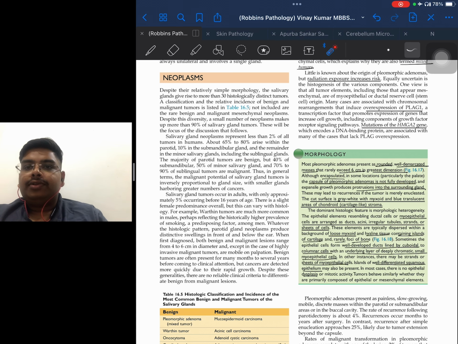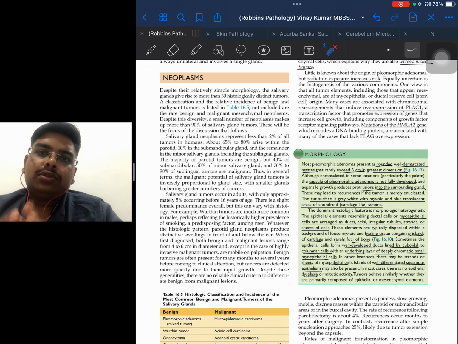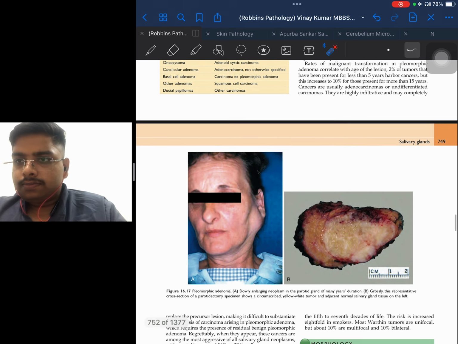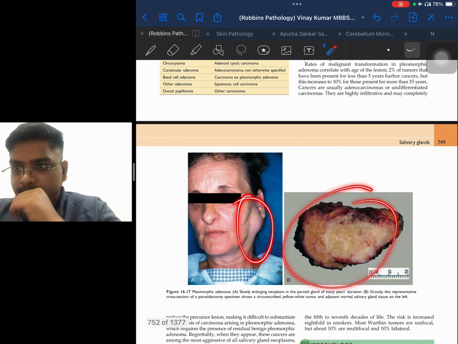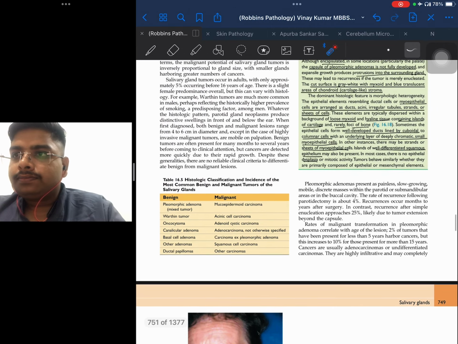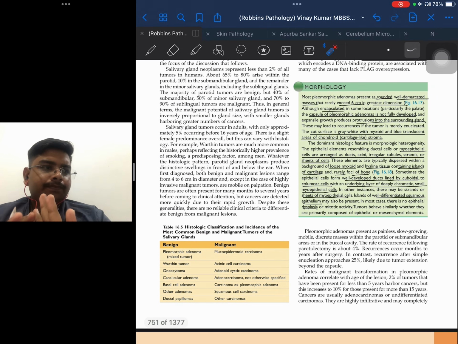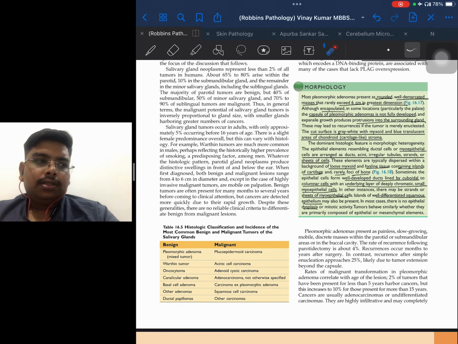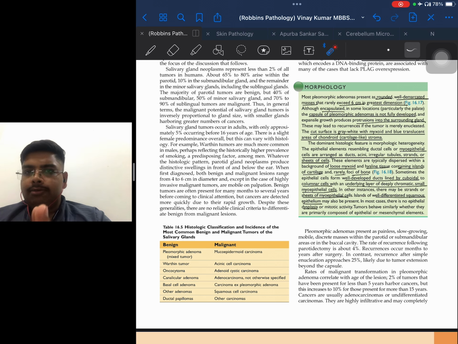Coming to the microscopy, which is very important. So this is the gross of this. In the microscopy, you can see the epithelial elements and the mesenchymal elements in the pleomorphic adenomas. It's also called the mixed type of adenoma.